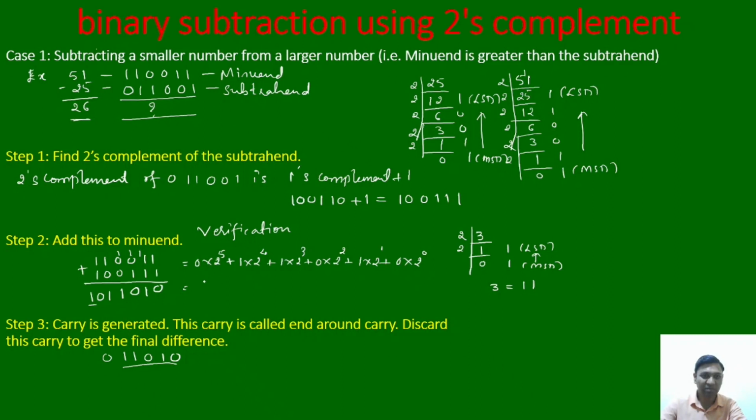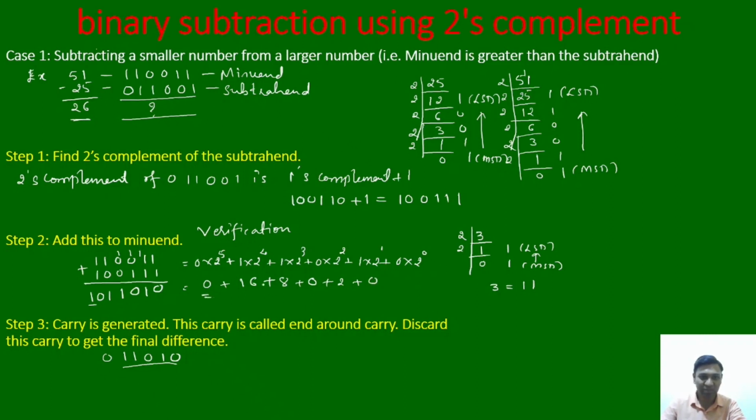0 into 2 to the power 5 is 0 plus 2 to the power 4. 2 is to be multiplied 4 times. 2 2s are 4, 4 2s are 8, 8 2s are 16. Now I'll write here 16 1s are 16 plus 2 to the power 3 means we have to multiply 2 3 times. 2 2s are 4, 4 2s are 8, 8 1s are 8, plus 0 into 2 to the power 2 is 0, plus 2 to the power 1 is 2, 2 1s are 2, plus 0 into 2 to the power 0 is 0.